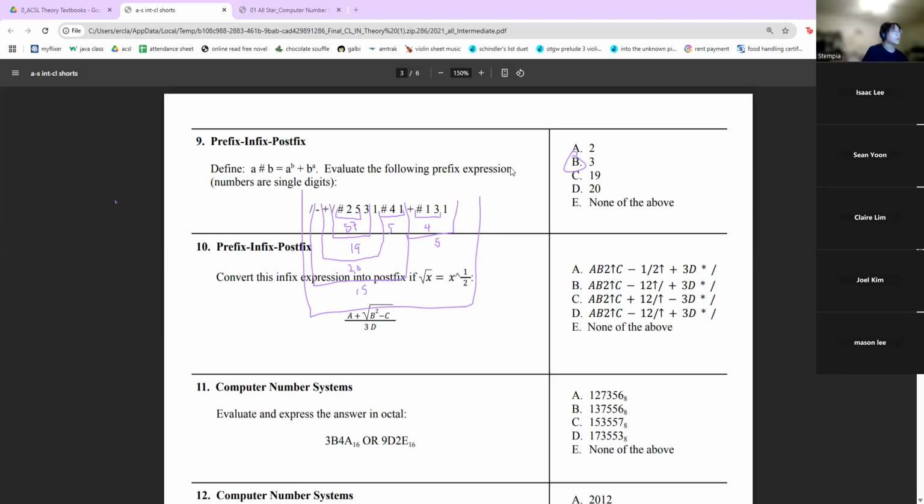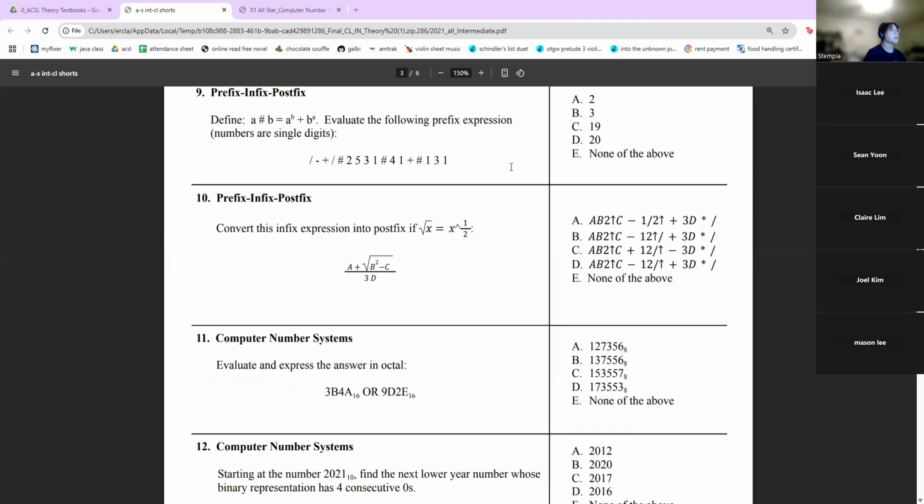All right, number 10, convert this infix expression into postfix if the square root of x is equal to x to the power of 1/2. Well, first of all, I hope you guys all already knew that. And secondly, when we're concerning square roots, they kind of made it simpler for you by showing you what the infix version looks like.